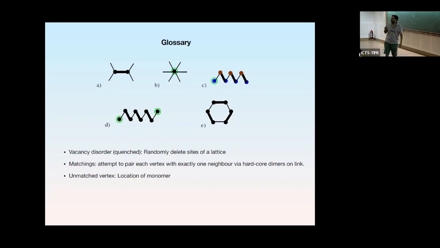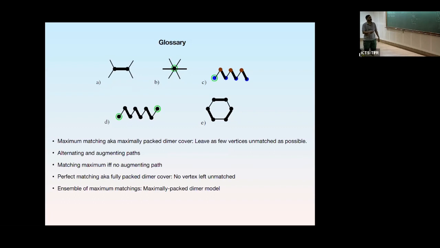When I talk of maximum matchings, well, what's a matching? It's an attempt to pair each vertex of the lattice with exactly one neighbor via putting a hardcore dimer down on the link connecting those two vertices. So it's not a fully packed dimer situation, but it's hardcore dimers being put down on links. An unmatched vertex is also a monomer. I'll use that language interchangeably. What's a maximum matching? Well, you try to put as many dimers down as possible without violating the hardcore constraint. So leave as few vertices unmatched as possible.